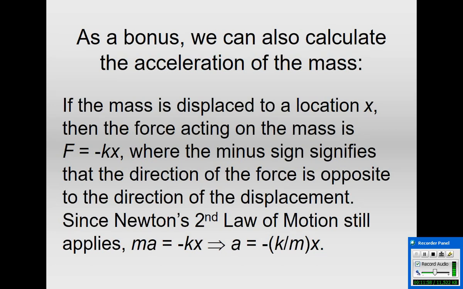So the direction of the force acting on the mass is always exactly opposite in direction to the displacement of the mass, and that's a consequence of Hooke's law. But it also means that the acceleration, which is ma, must also be equal to minus kx. And that allows us to say that the acceleration is simply equal to minus k over m times x. So if we know x, and if we know k and m, we can find the acceleration a pretty quickly.